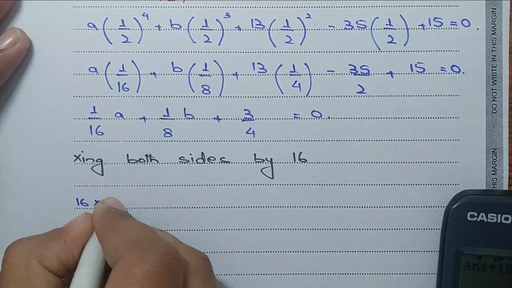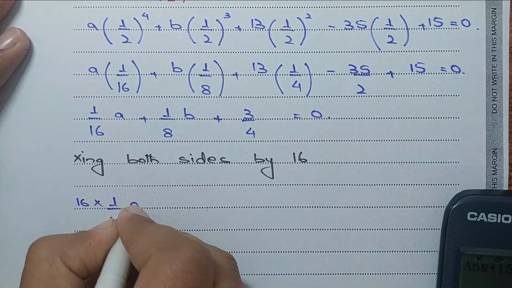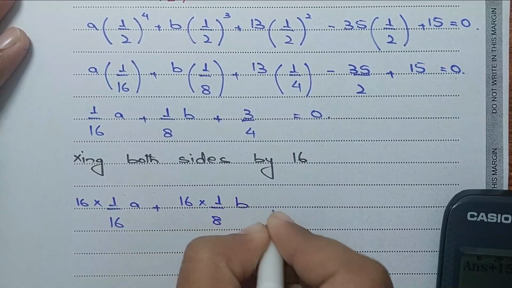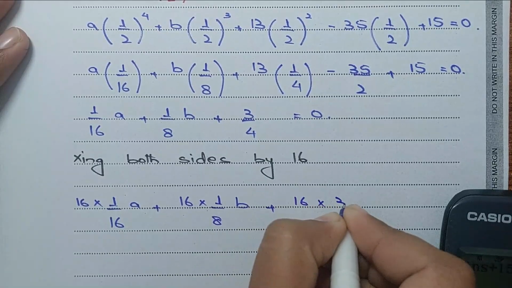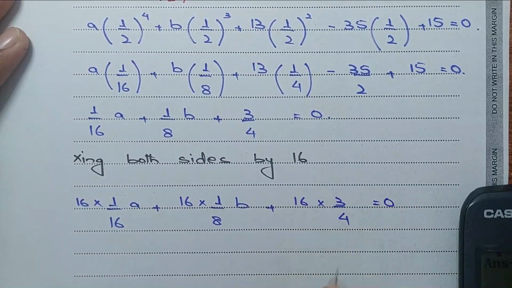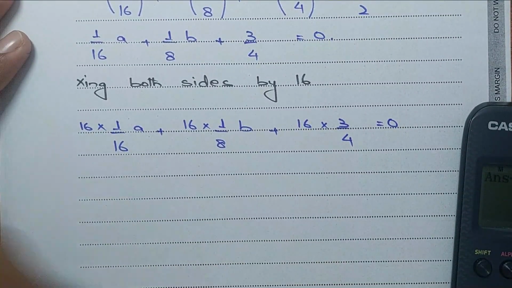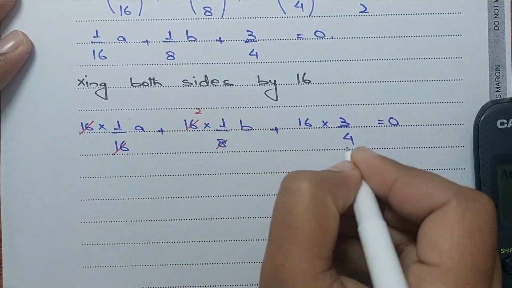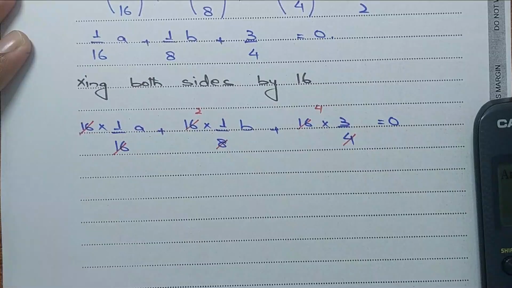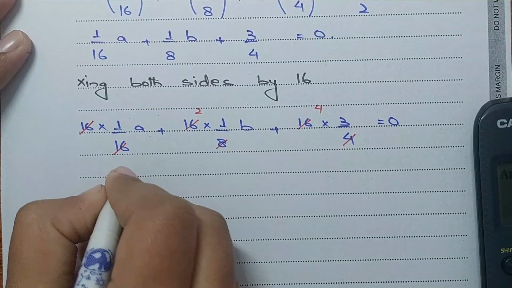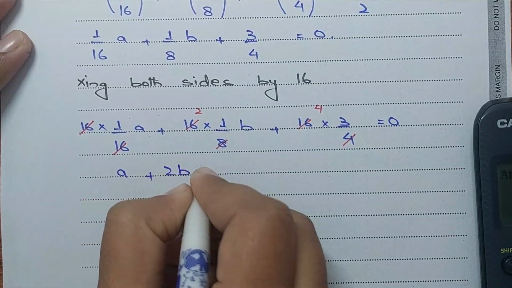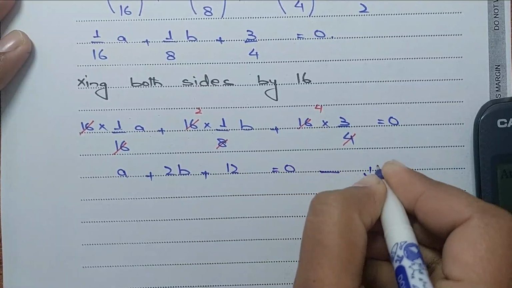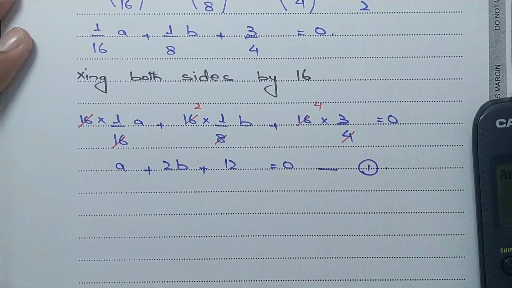So 16 times 1 over 16a plus 16 times 1 over 8b plus 16 times 3 over 4 equals 0. Now we can cancel 16 with 16, and 8 times 2 is 16, 4 times 4 is 16. Now the simplified form is a plus 2b plus 4 times 3, 12 equals 0. This is my first equation.